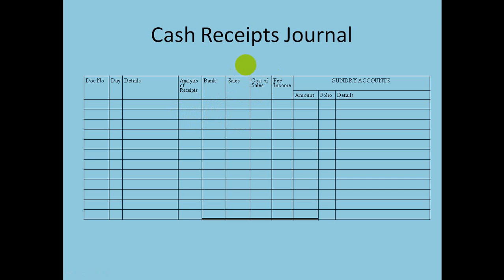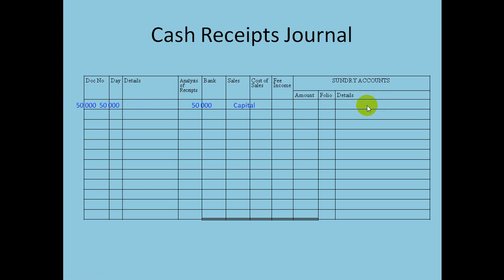Next to it is what we call the cost of sales. The cost of sales column uses the cost price figure. Remember, this is the original price that the business bought the trading stock at. Then we're familiar with fee income. That's when we offer a service, and our details would be services rendered. If nothing fits into these columns, we go over to our sundry accounts, enter the amount, and then the name of the general ledger account.